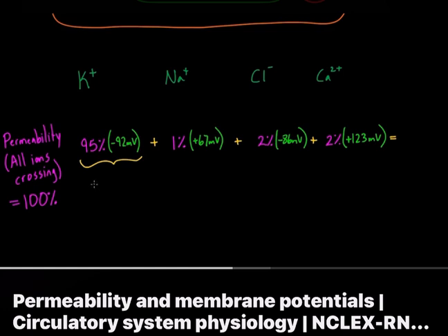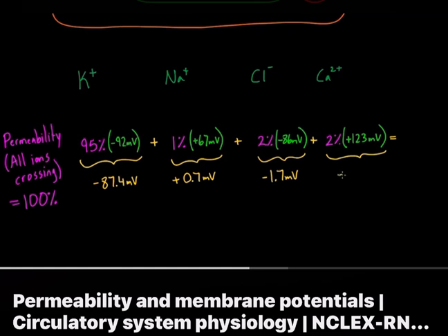Works out to negative 87.4 millivolts. And this bit right here, 1% of 67, well, that's easy. That's 0.7 millivolts. That's just 1%. And then this bit, 2% times negative 86 millivolts, that works out to about negative 1.7 millivolts. And finally, this part right here for the calcium ends up being positive 2.5 millivolts.